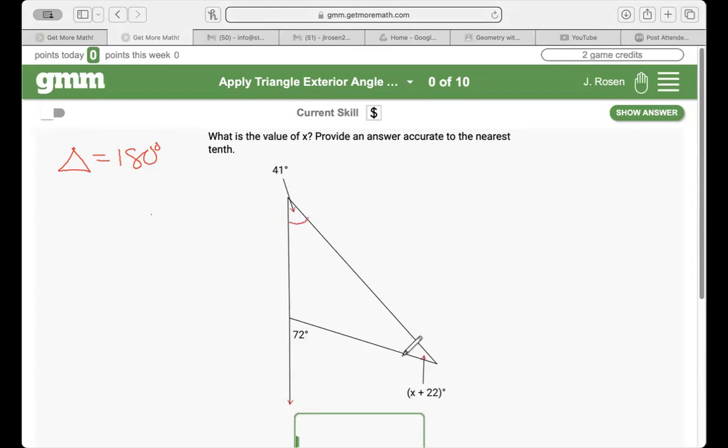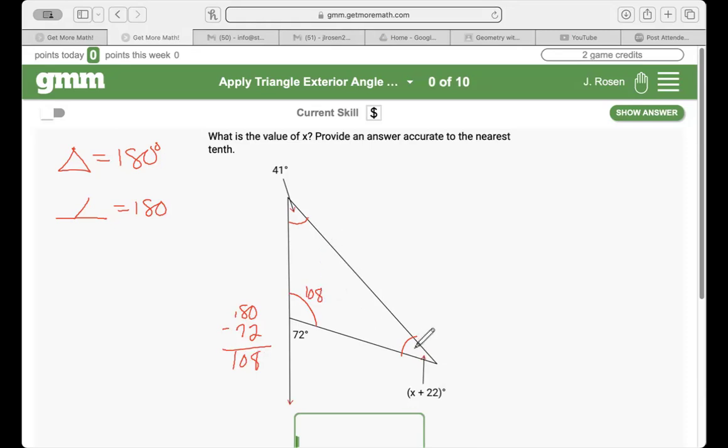So 41, this expression, and whatever this is are all going to add up to be 180. The other thing that we need to know is anytime we have a straight line, that also equals 180. So looking here at 72 degrees, we take 180 minus 72 to find the interior angle. So 180 minus 72 gets us 108. That means this angle in here is going to be 108.